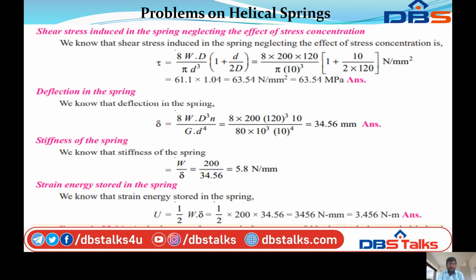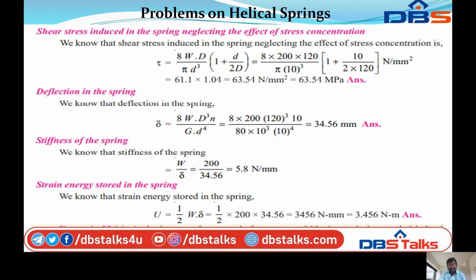Shear stress induced in the spring, neglecting the effect of stress concentration. We know that the shear stress induced in the spring, tau, is equal to 8 into W into D by pi into d square into 1 plus d by 2D. Calculating the value, tau is equal to 6.61.1 into 1.04. The final value is 63.54 Newton per mm square. This will be converted to megapascals. Tau is equal to 63.54 megapascals.